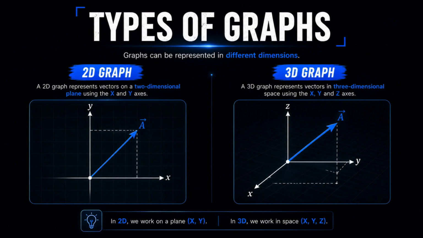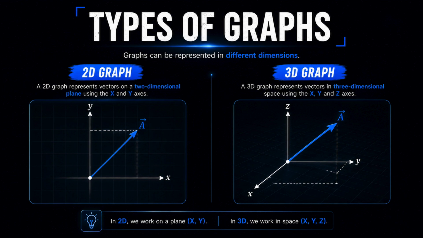In a 2D graph, vectors lie on a flat plane and are described using the x-axis and y-axis. Any vector in 2 dimensions can be expressed using these two components. In a 3D graph, vectors exist in space and require 3 coordinate axes, x, y, and z. The addition of the z-axis allows vectors to describe movement and position, not only left, right, and forward, backward, but also up and down. Understand?